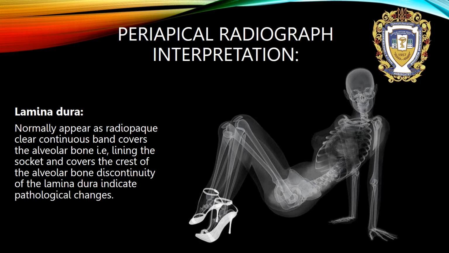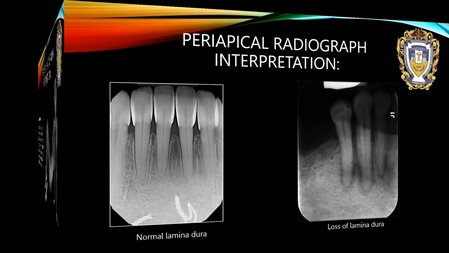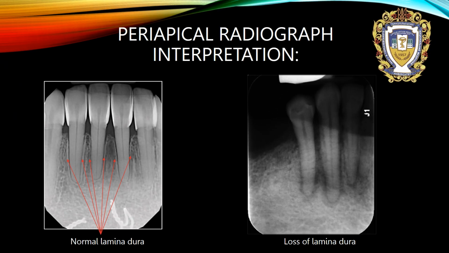Lamina dura normally appears as a radio-opaque clear continuous band that covers the alveolar bone, for example lining the socket, and covers the crest of the alveolar bone. Discontinuity of the lamina dura indicates pathological changes. Lamina dura must be a continuous white line. But loss of lamina dura looks like here.